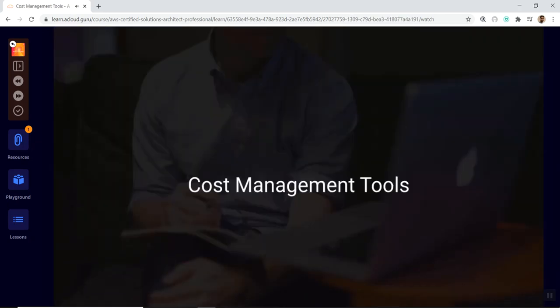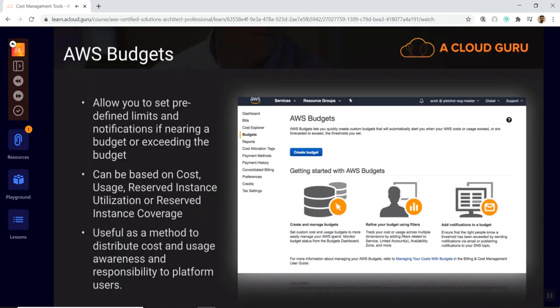Let's go over some cost management tools that AWS provides us. First, there's something called AWS Budgets. This allows us to set up predefined limits and get notified whenever our spending exceeds or gets near that limit. We can set up budgets based on just pure cost usage or the utilization of our reserved instances.